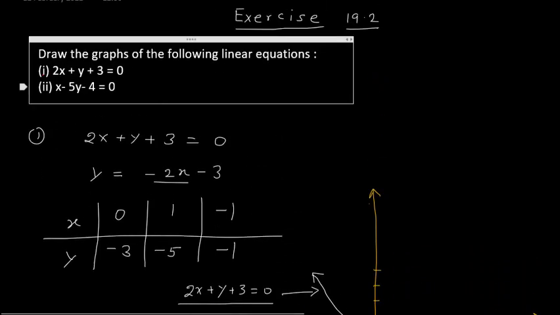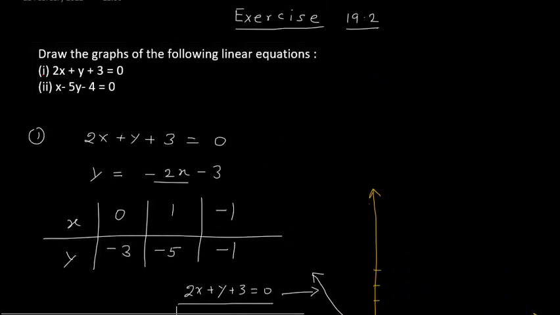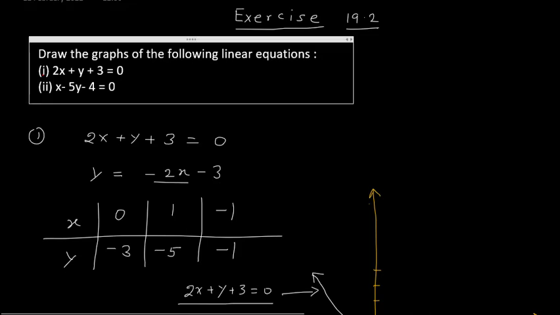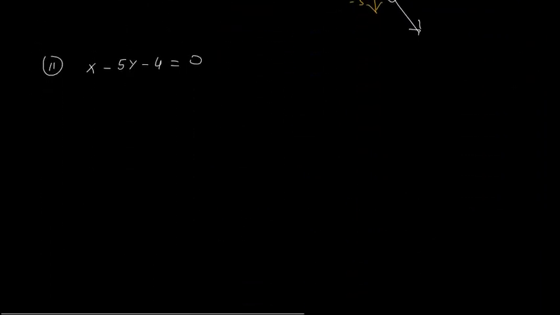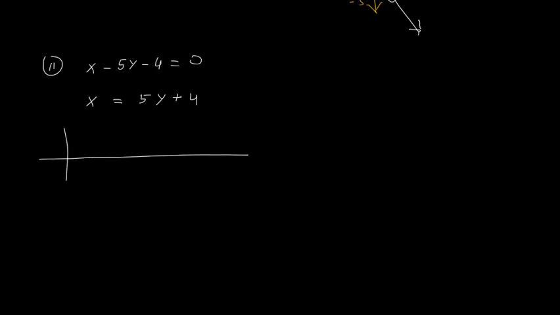In the same way, we can do this second line also. x minus 5y minus 4 equal to 0. The second equation is x minus 5y minus 4 equal to 0. Let us check again. x minus 5y minus 4 equal to 0. So here I can express x in terms of y. So I can write x is equals to 5y plus 4. Again, I will try to find out 3 solutions, that is 3 pairs.